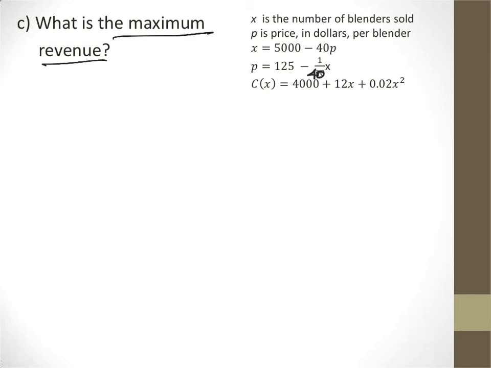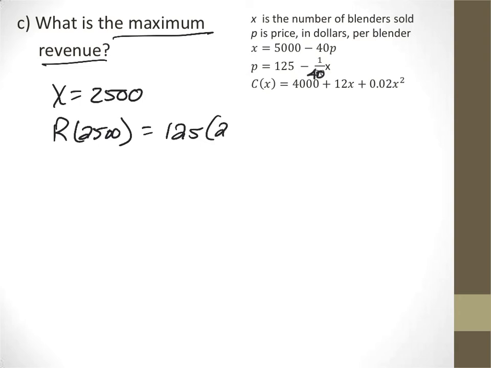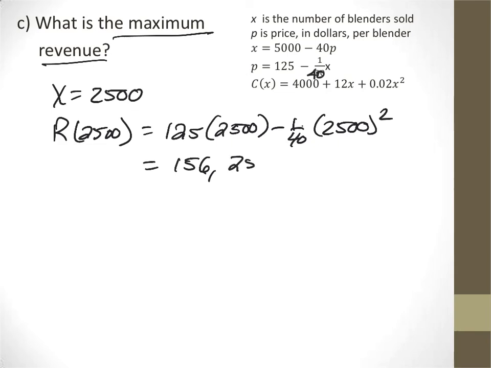Now they're asking us what is the maximum revenue. Well, we know that x is 2,500 is where the max occurs. So let's substitute that into the revenue function, and the revenue we had on a previous page: 125 times the 2,500 minus 1/40, 2,500 squared. Grab your calculator and you get 156,250.